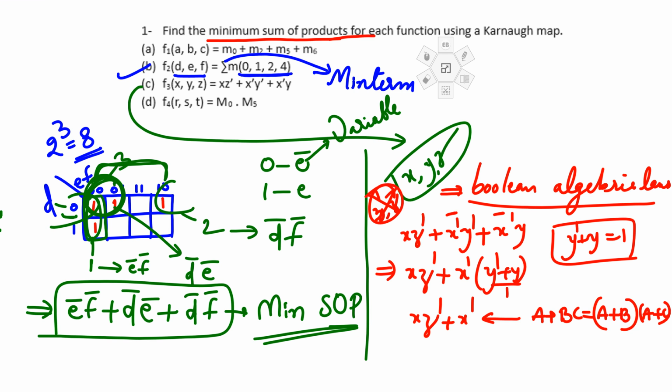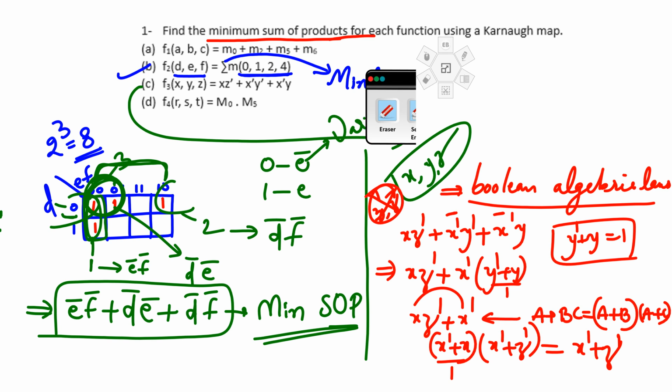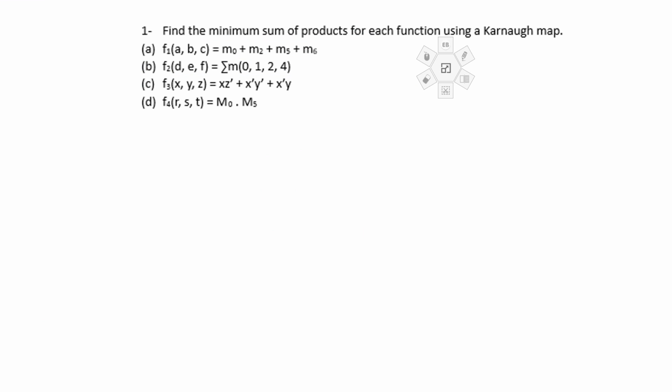That's what I am going to apply here. x bar plus x, into x bar plus z bar. So x bar plus x will be 1. Then finally what we are getting is x bar plus z bar. So this will be the answer, x bar plus z bar. This is the final answer.